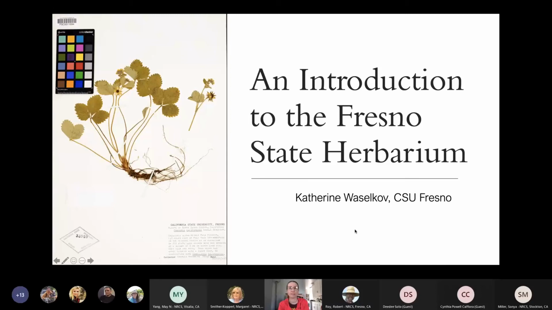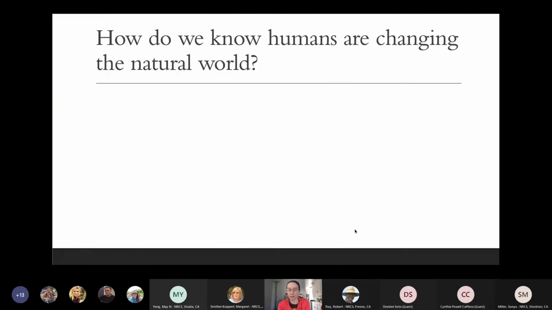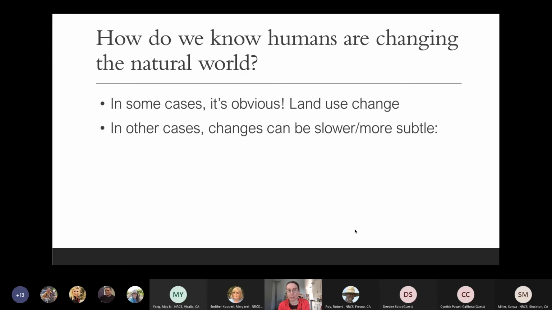Yes. Okay, great. All right, so I'm going to start off just very generally talking about what we're using natural history collections for. So how do we know that humans are changing the natural world? This is a really basic question, and in some cases, it's really, really obvious. If we have land use change happening, people developing land for agriculture or for housing developments. But in other cases, changes can be slower or more subtle and harder to detect if you don't have a baseline to compare them to.